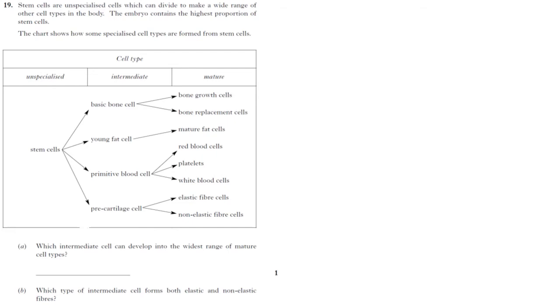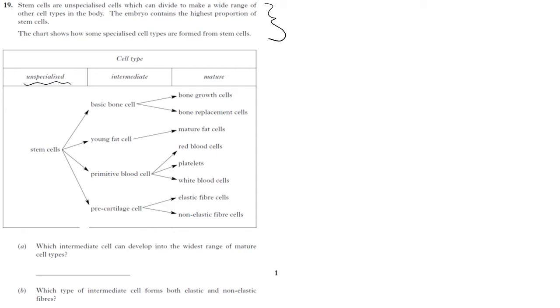So we have a problem solving question here. First, it tells us this little bit of chit chat at the top. Stem cells are unspecialised cells which can divide to make a wide range of other cell types in the body. The embryo contains the highest proportion of stem cells. The chart shows some of the specialised cells that are formed from stem cells.